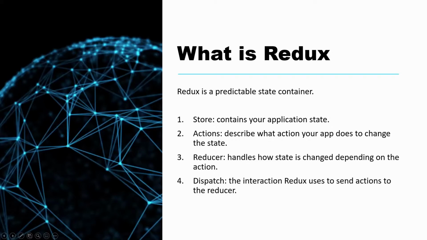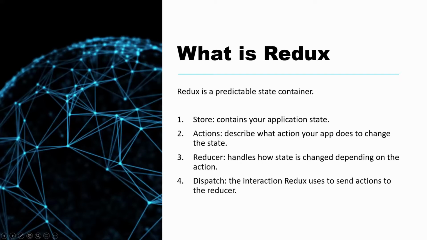And next we have the reducer. A reducer is basically a function that determines how the state is going to be changed depending on what action it receives. For example, when a user logs in, we want to have the user information stored in our state. When the user logs out, we want to clear the user data from our application. And those are the three main things that we need to set up for Redux.